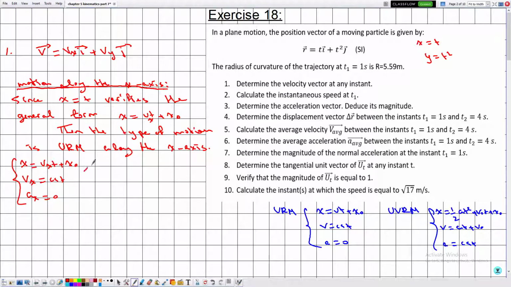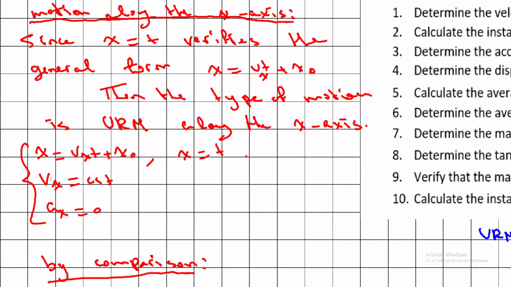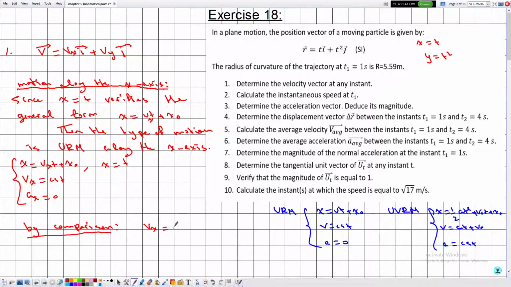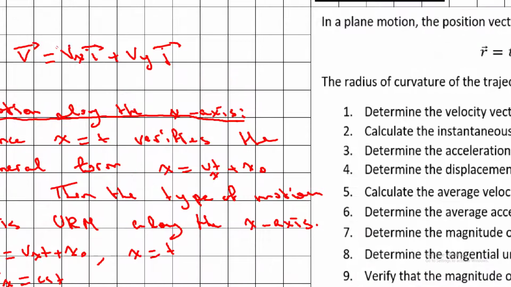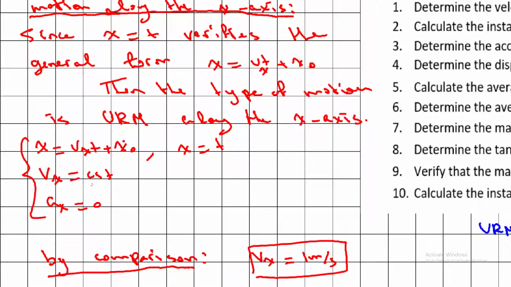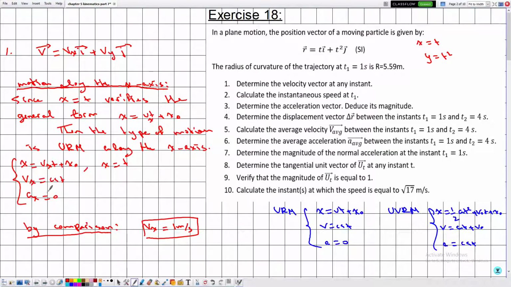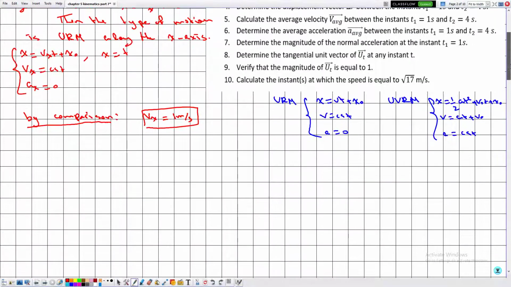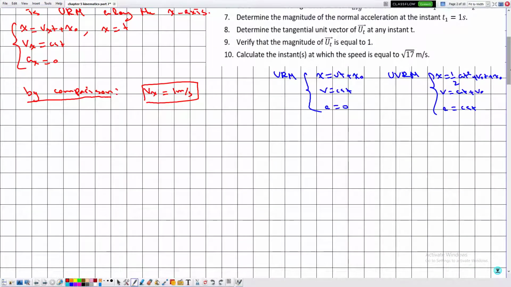Given that x is equal to t, by comparison, comparing linear terms, we can see that Vx is equal to 1 meter per second. Okay, so we have already determined Vx. We are not interested in determining x0 or discussing ax, simply because we are interested in determining the velocity vector. Now we will do the same discussion, but as for the y-axis. So let me write here as a title: motion along the y-axis.